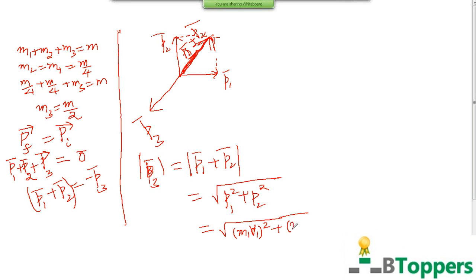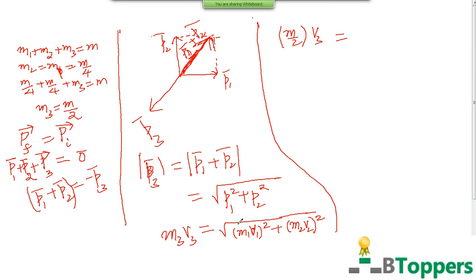P2 is the magnitude of the linear momentum of the second part, which you can write as M2 V2. V2 is the magnitude of the velocity of the second part just after explosion. The magnitude of momentum of the third part, you can write as M3 V3. V3 is the magnitude of velocity of the third part just after explosion. We can substitute here M1 equal to m by 4 and M2 equal to m by 4, M3 equal to m by 2 on the left side. On the right side, M1 and M2 are equal, therefore you can take it common outside, each equal to m by 4.